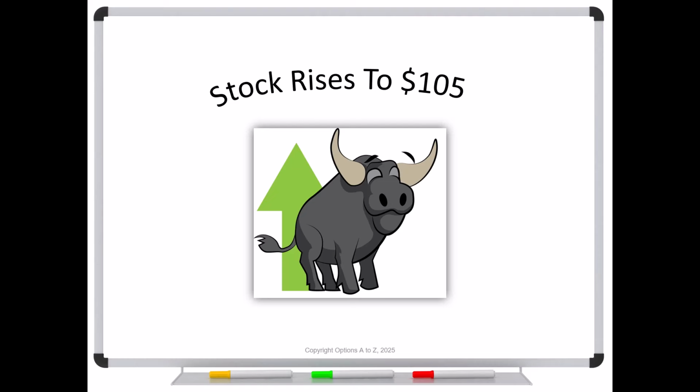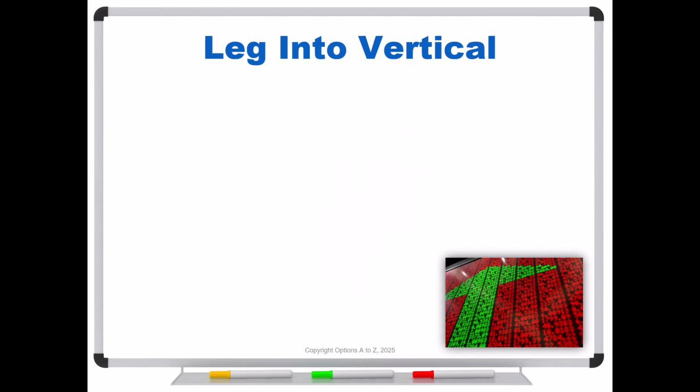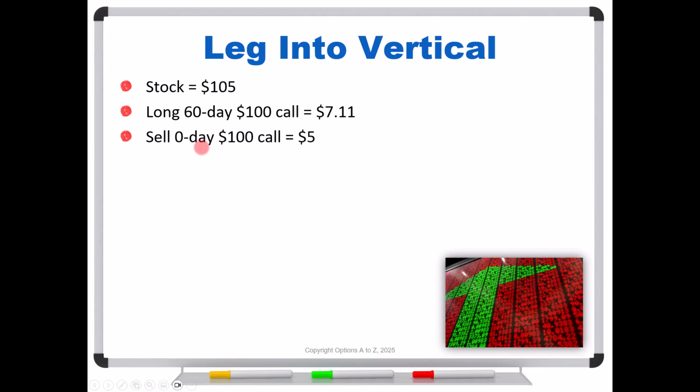So we're going to assume that the stock rises to 105, and one thing you could do is to leg into a vertical spread. So remember that the stock is 105. Now you're long the 60-day $100 call that is priced at $7.11. So you were long the 90-day call. We're assuming 30 days have passed. So that option is now worth $7.11. Now the option that you sold that initially had 30 days to expiration is at expiration. It's a $100 call, so it's trading just for $5 of intrinsic. Stock is at 105, you're short the 100 call, it's worth exactly $5.